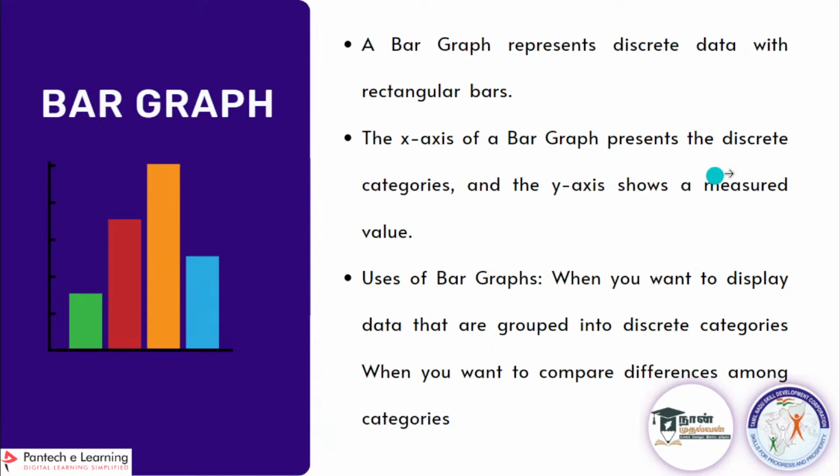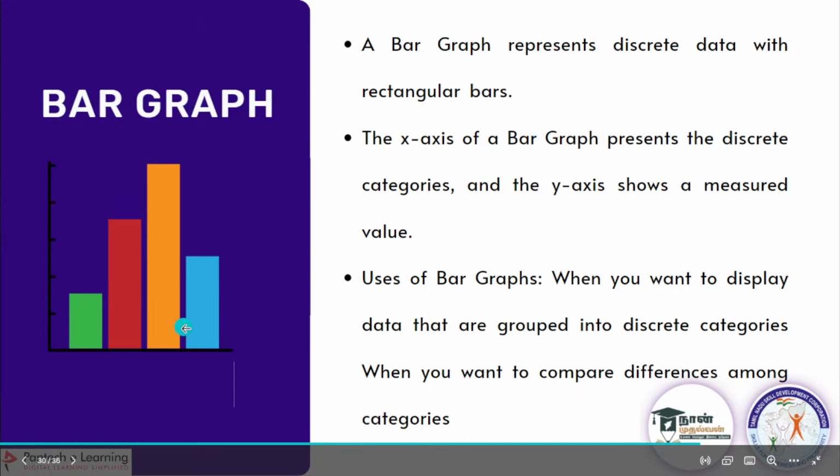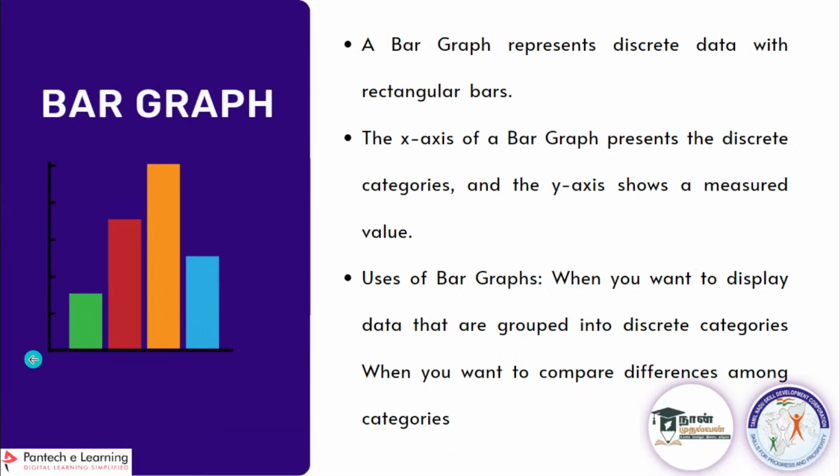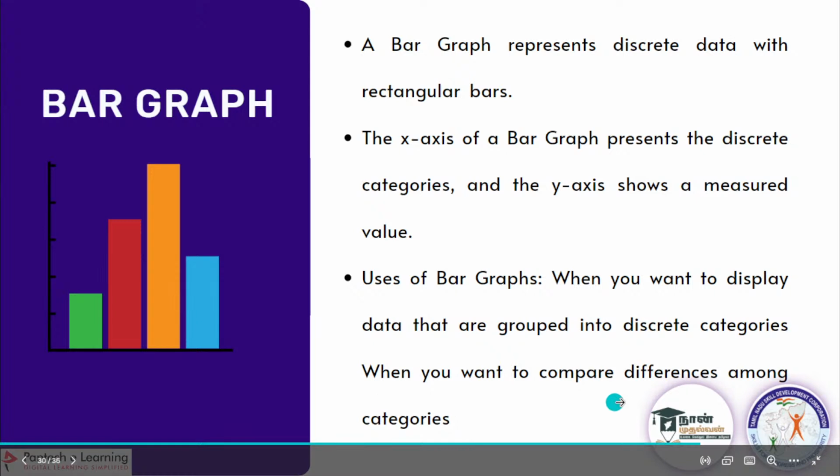The x-axis of a bar graph represents a discrete category. So what category does it belong to? For example, we have months, right? If you are comparing 4 months, this is January, this is March, this is December, this is February. This will be the name of it, and the y-axis is the value. So the use case is when you want to display data that is grouped into discrete categories and compare differences among the categories.